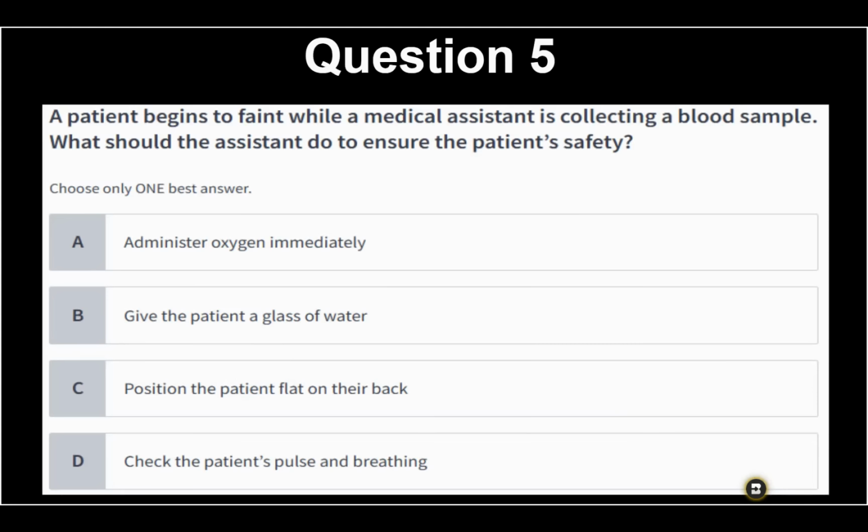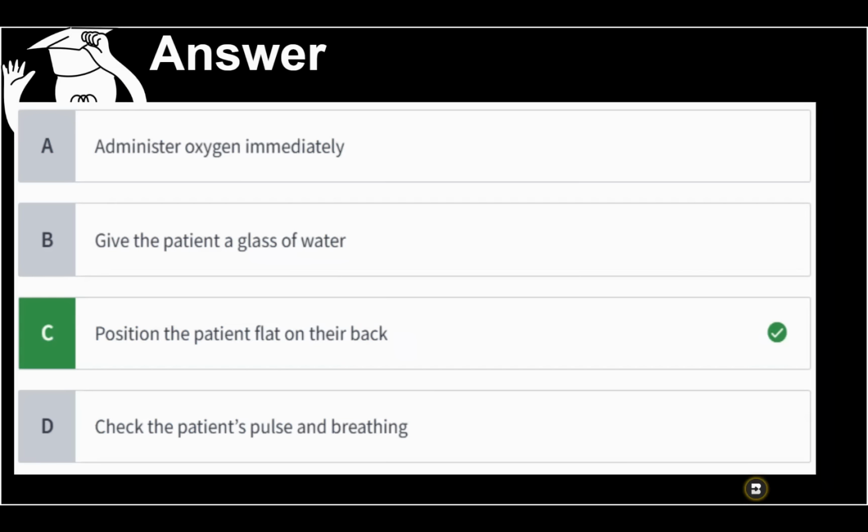Question 5. A patient begins to faint while a medical assistant is collecting a blood sample. What should the assistant do to ensure patient safety? A. Administer oxygen immediately. B. Give the patient a glass of water. C. Position the patient flat on their back. Or D. Check the patient's pulse and breathing. Now, if you said C, position the patient flat on their back, then you are correct.